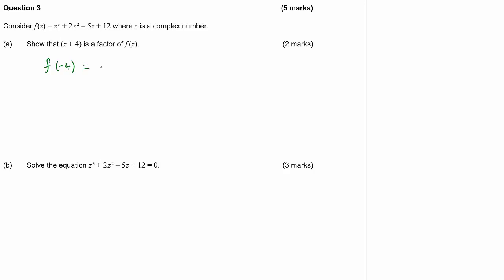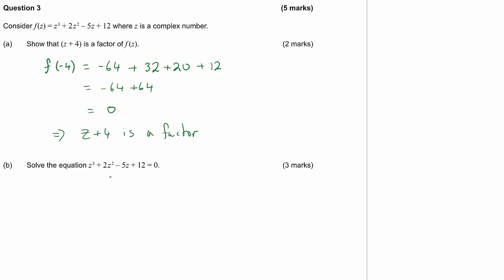So negative 4 cubed is negative 64. Negative 4 squared is 16, so 2z squared would be 32. Then this will end up being plus 20 plus 12. So that's negative 64. So this is going to be 52, 64, add 64 is equal to 0. And that implies that z plus 4 is a factor.